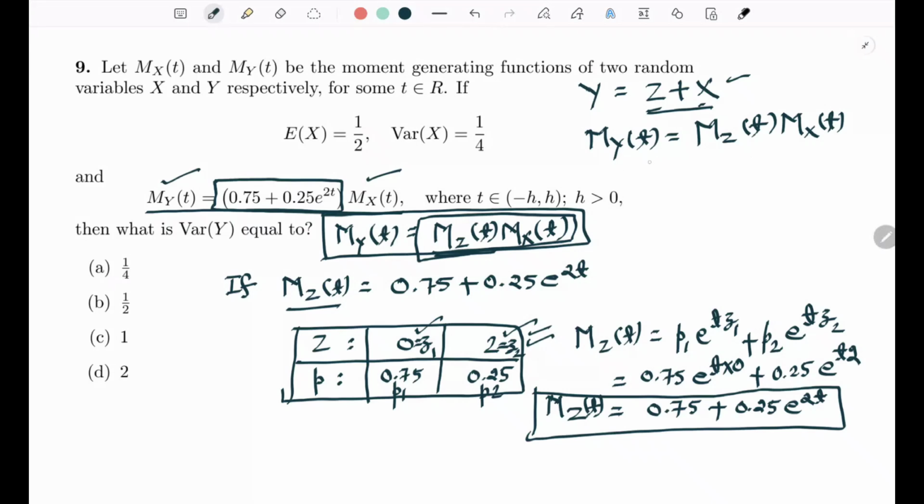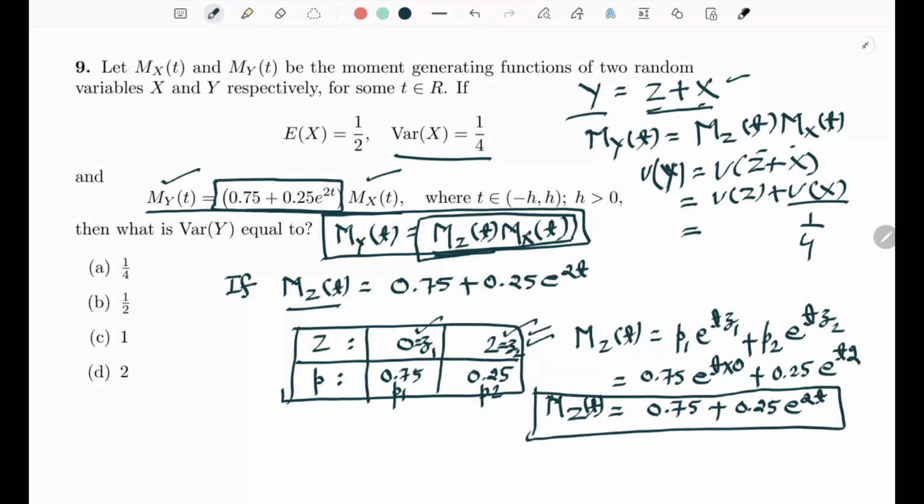Now we need to find the variance of Y. So the variance of Y will be the variance of Z plus X. Z and X are independent, so we can write the variance of Z plus the variance of X. We know that the variance of X is already given here, 1/4. Now we need to find the variance of Z. So using this probability distribution, we can find the variance of Z.